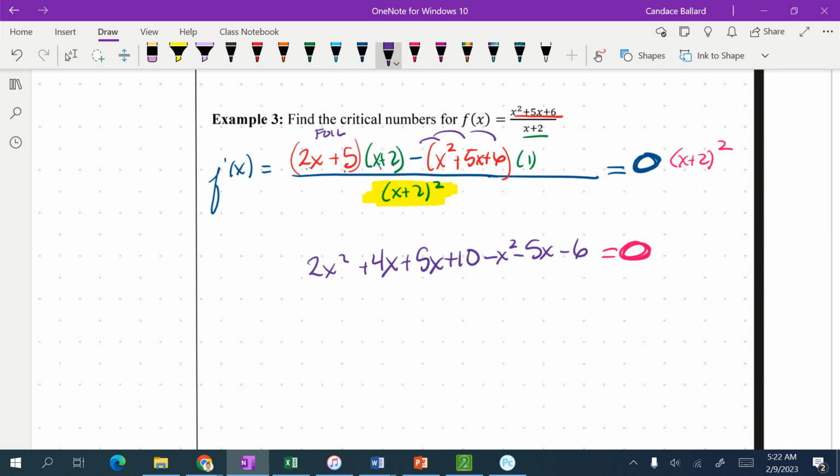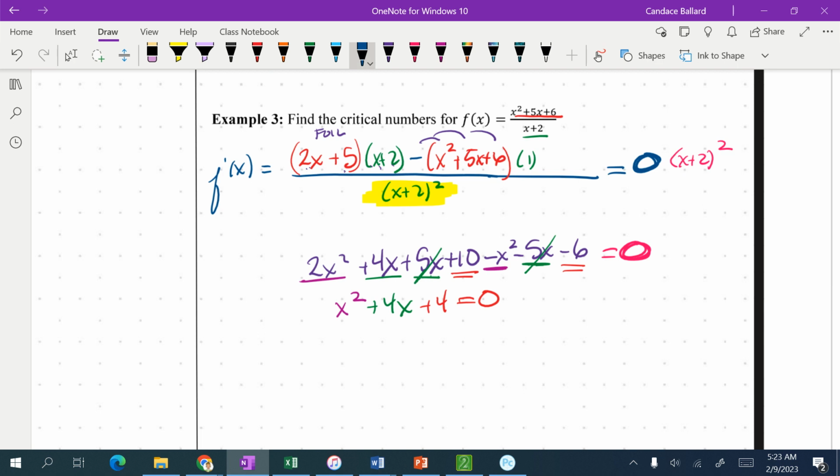All right. Then we are going to go ahead and combine our like terms. I'm putting like terms together. So I see 2x squared and negative x squared is just going to be x squared. Then we've got 4x plus 5x is, oh, look at this. This is even better. 5x and negative 5x, those cancel. Woohoo. So we just get 4x. And then finally, 10 and negative 6 would be positive 4. We're still equal to 0.